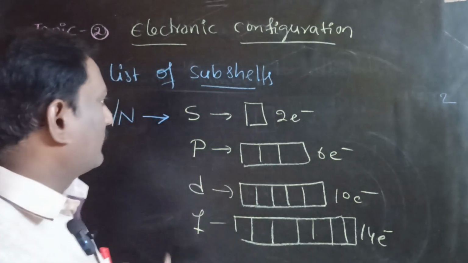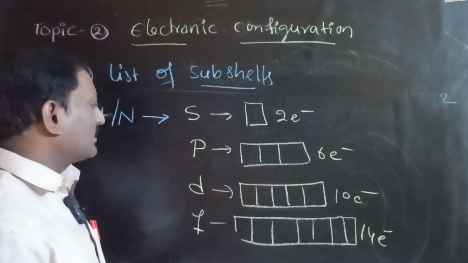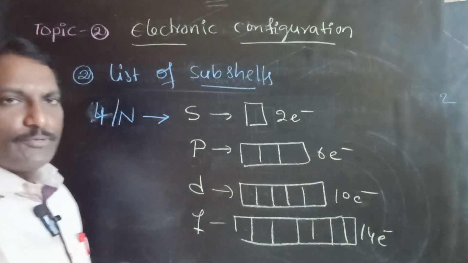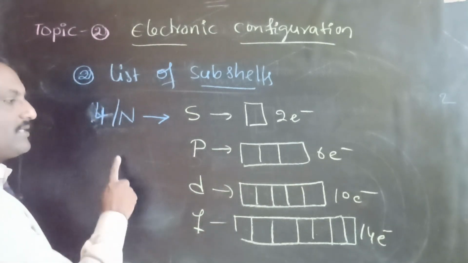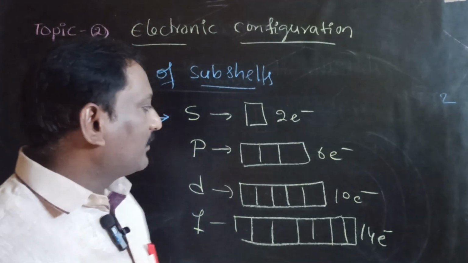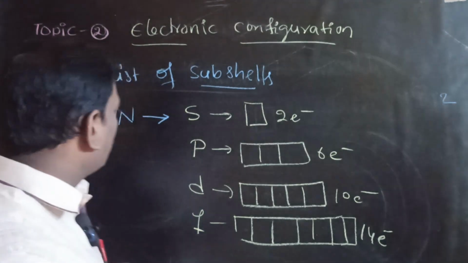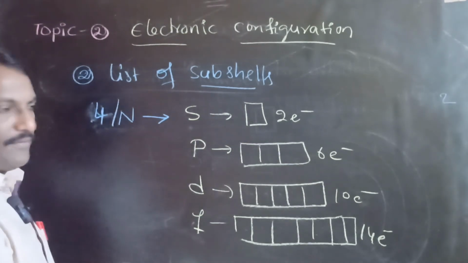Okay, please remember these. Infinite shells are there, but we have to know up to the 4th shell, right? First shell has only one subshell, that is S, and has only one orbital. Second shell, two subshells. Third shell, three subshells. Fourth shell with four subshells, S, P, D, F.